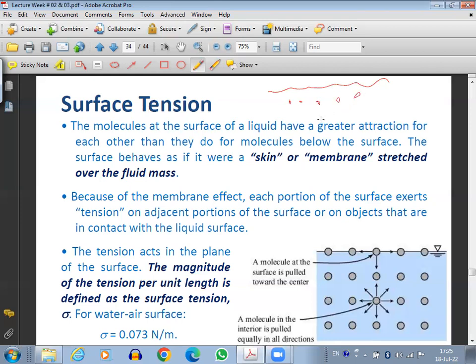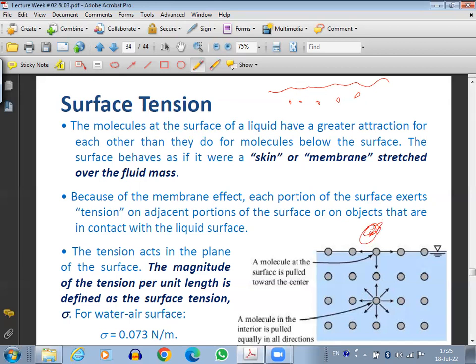Now, the molecules are all attracted by each other. Okay, so there is a force in all directions for any molecule. However, for the molecules which are at the surface, there are forces from below and sideways, but there is no force from the upward direction. Nothing is there upward.